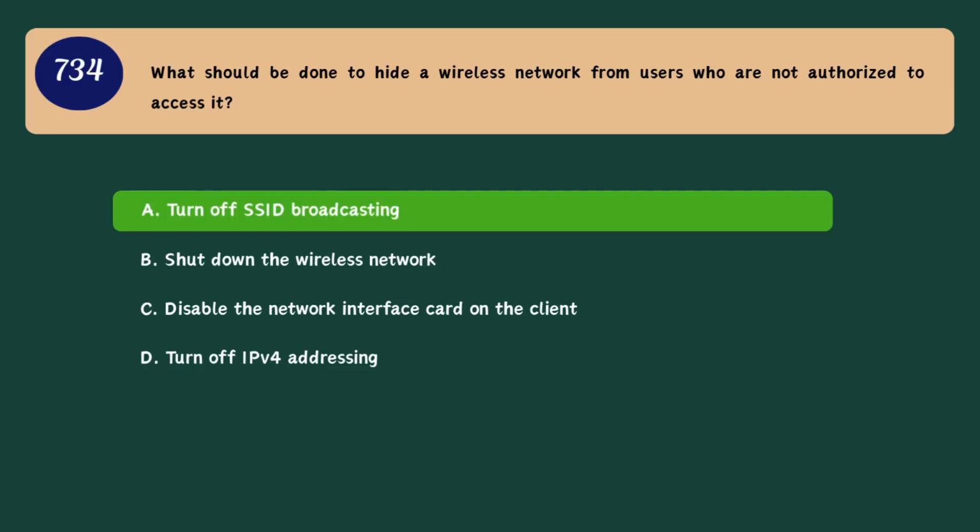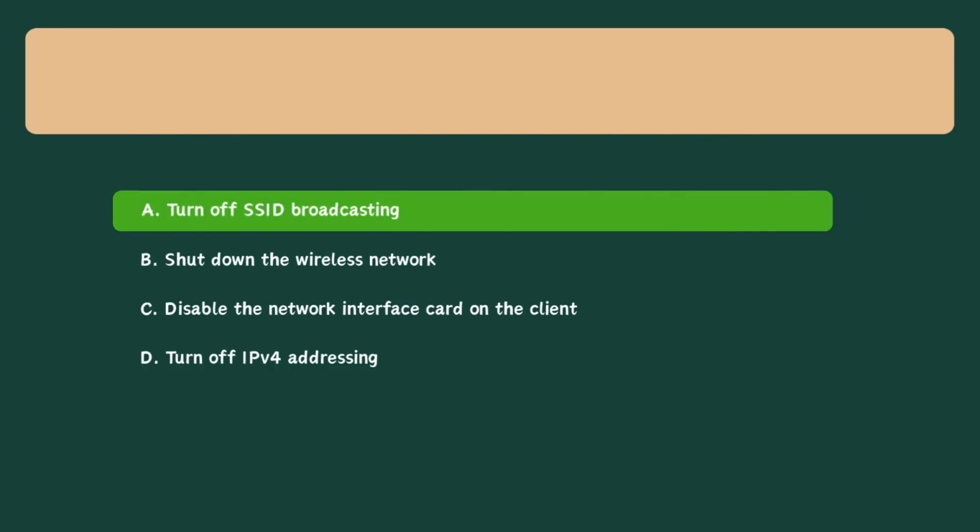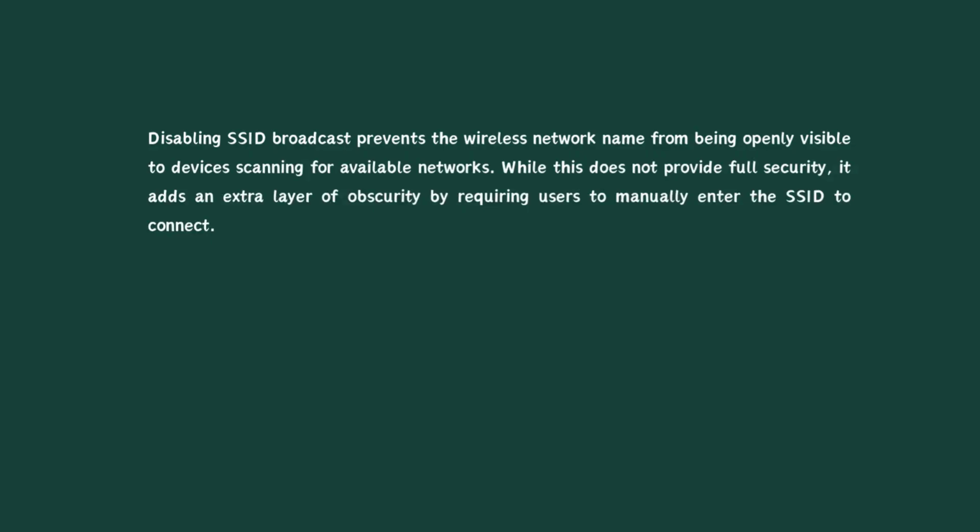Correct answer. A. Turn off SSID broadcasting. Disabling SSID broadcast prevents the wireless network name from being openly visible to devices scanning for available networks. While this does not provide full security, it adds an extra layer of obscurity by requiring users to manually enter the SSID to connect.